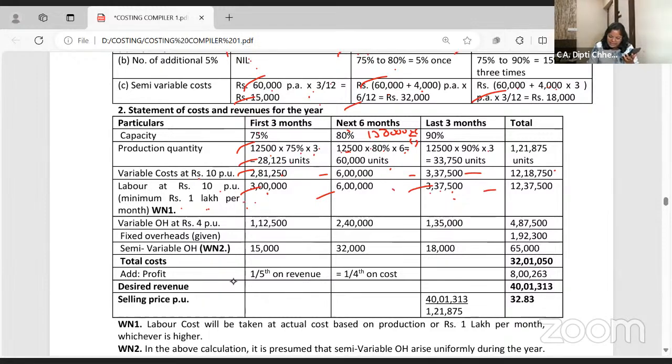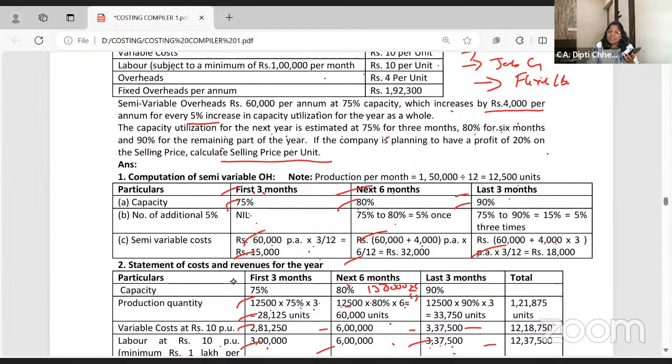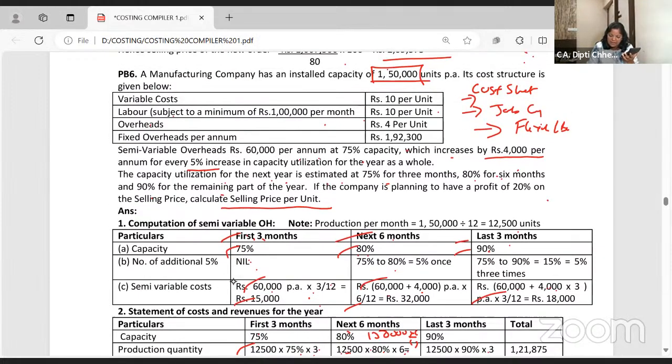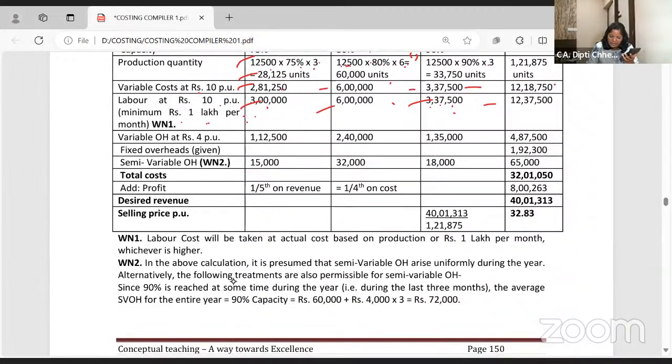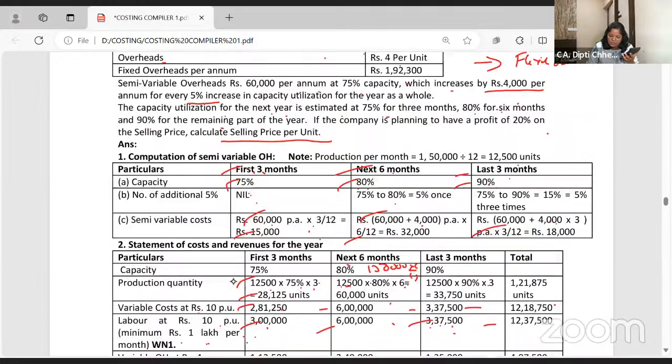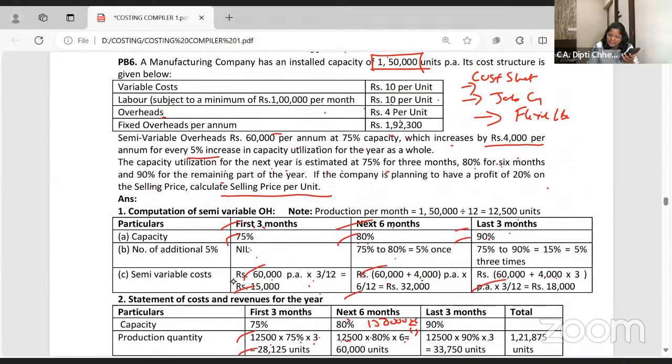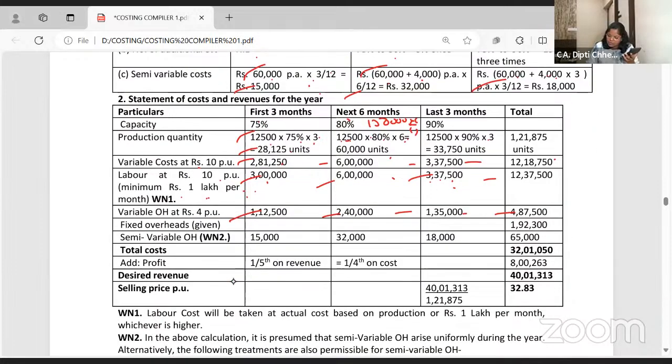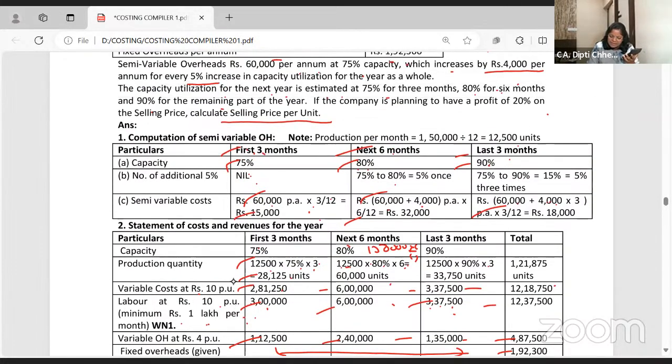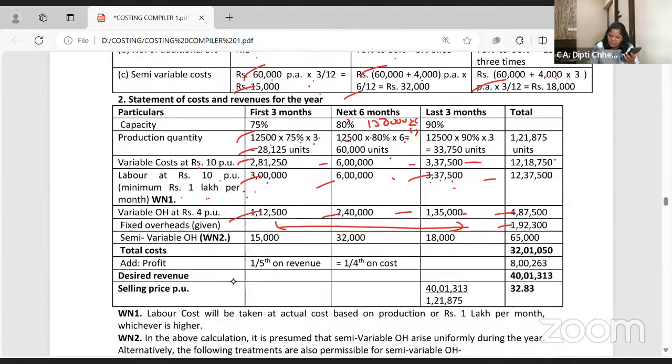So variable cost is done, labor is done. Variable cost is like material, labor, whatever is variable. Overhead is 4 per unit. So you got the total cost. Now fixed overhead, they have given in total, so don't try to divide and put it here. Why? Because ultimately we want the selling price. We don't want the three selling prices individually. So this is a trick.